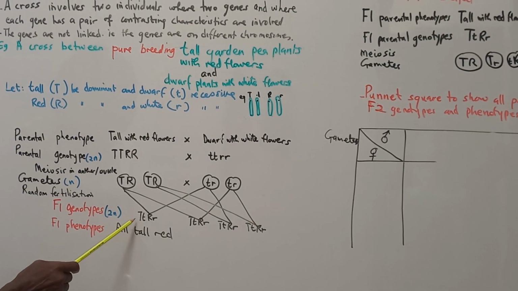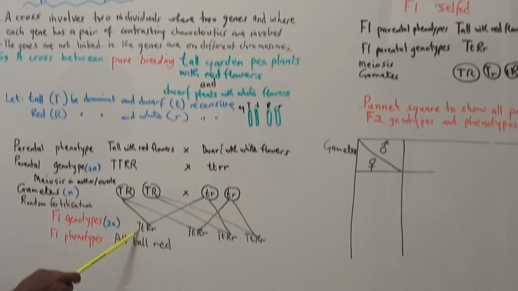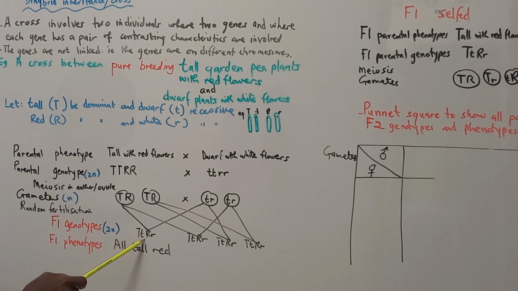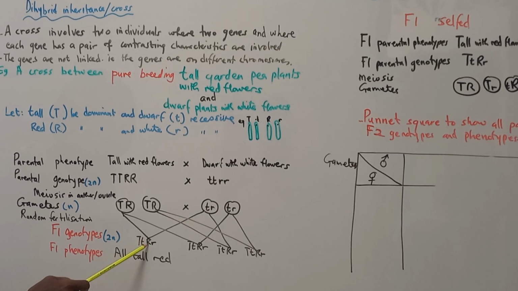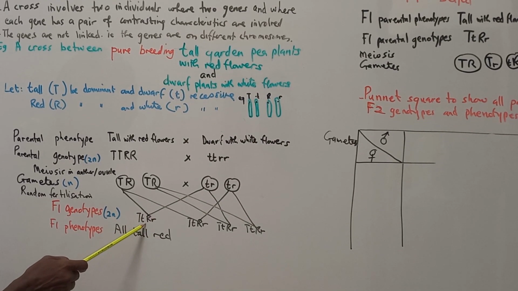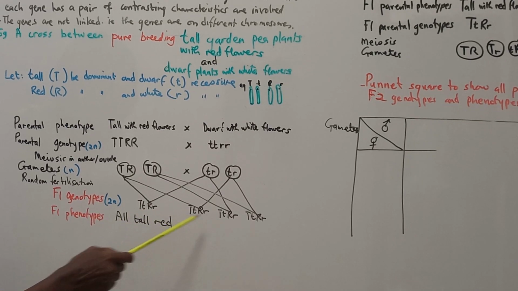And you can see that because big T is dominant over small t, this will produce tall plants. Big R is dominant over small r, so this will be red. So all the individuals will be tall red phenotype.